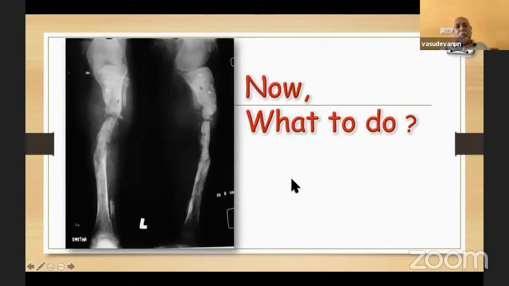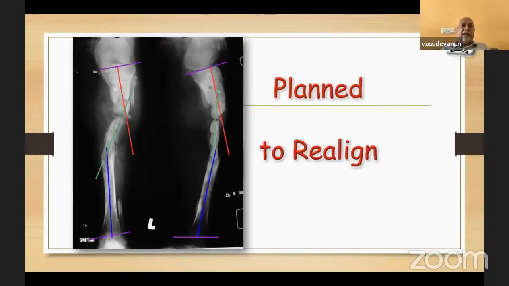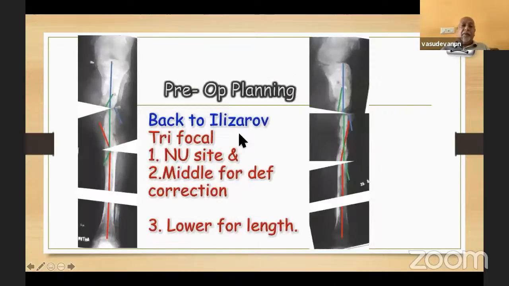Now what to do? So this was the issue. She came to me. I examined her in detail and finally made a plan. I've drawn the mechanical axis planning for the whole area. And my strategy was to completely realign it. So this was how my planning was.